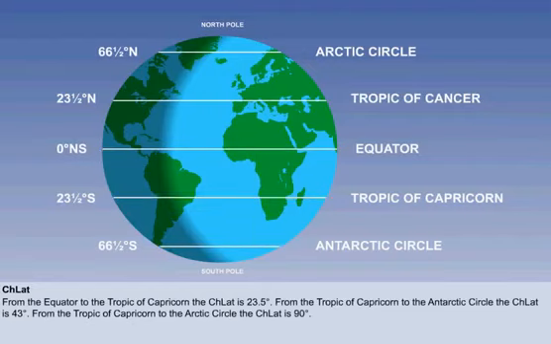If we went from the Tropic of Capricorn to the Arctic Circle, we would have 23.5 degrees to go to the equator, and then a further 66.5 degrees to go to the Arctic Circle. The ChLat would therefore be a total of 90 degrees in a northerly direction.